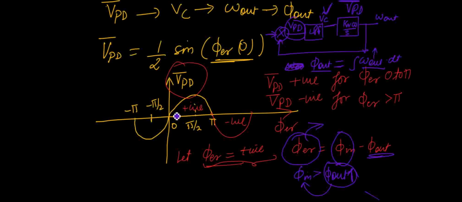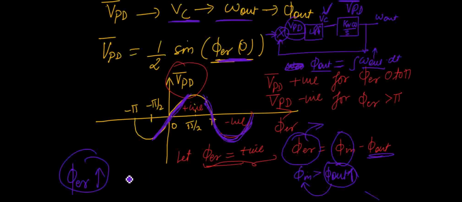So what you have to do, you have to stay here for increasing VPD bar, because what is your aim? You want to minimize this phase error. You want to make it 0, then you have to stay in this linear region. If you are going in this region, you can see that VPD bar is reducing. If VPD bar is reducing, then your VC will reduce. If VC is reducing, it means omega out is reducing. If omega out is reducing, it means phi out is reducing. And if phi out is reducing, then phase error is increasing. But what do you want? You want to decrease it.